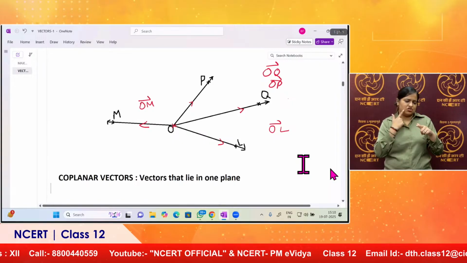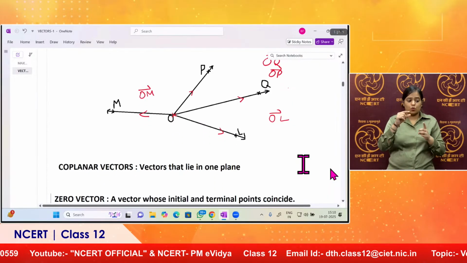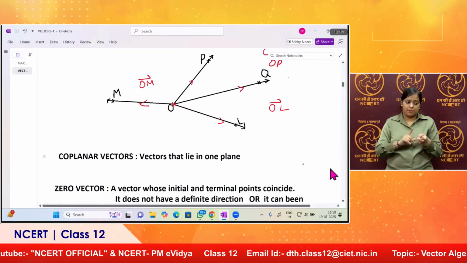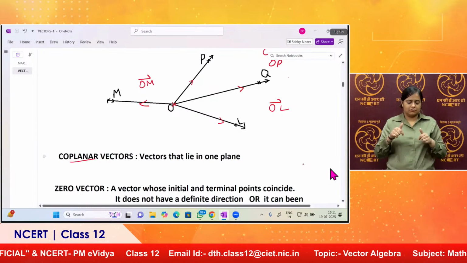Fine. Now next is co-planar vectors. Now what are co-planar vectors? Planar means in a plane. It should be in a plane. That is, the vectors that we are discussing should be in one particular plane.